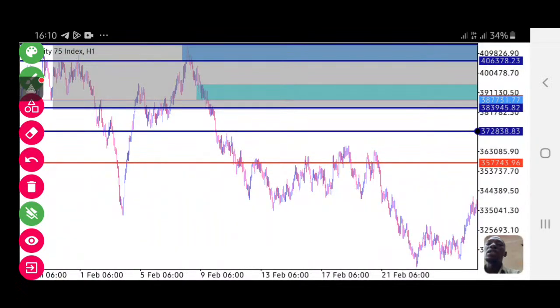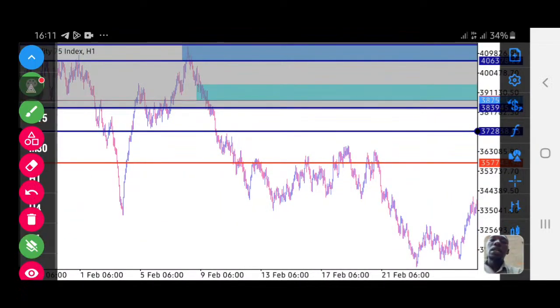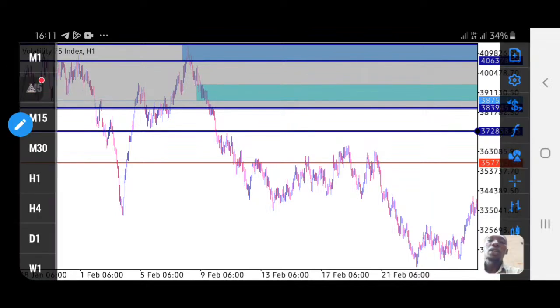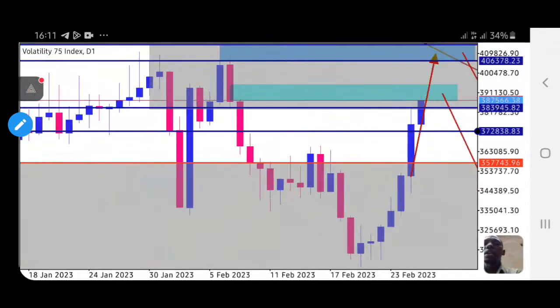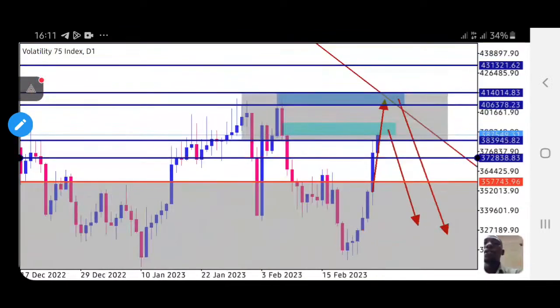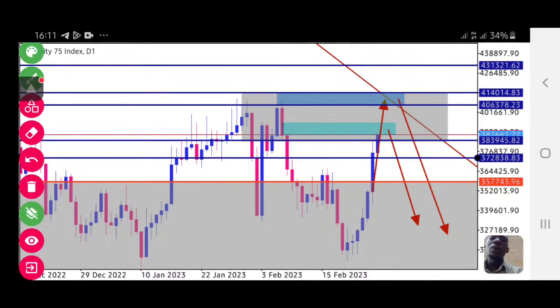So let us go to the daily, and I show you something. Where are you, daily? Daily is here. So as well, guys, we can see that all of these zones where we are expecting the market to reverse back, it is the neckline. It is the neckline of these two legs, guys.